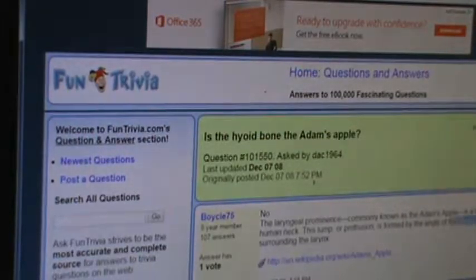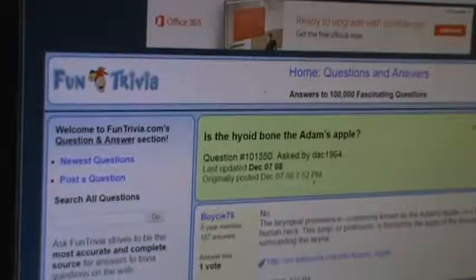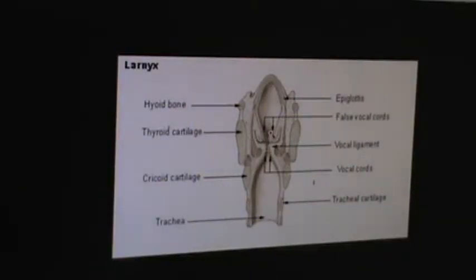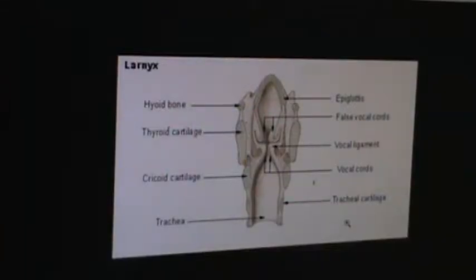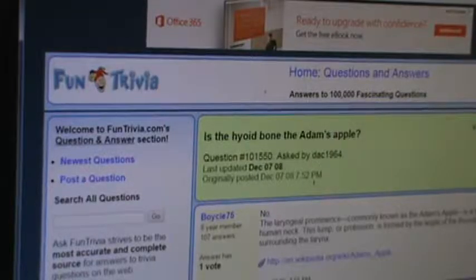So, the thyroid cartilage surrounding the larynx. If we go back to our initial point, the thyroid cartilage is basically your Adam's apple. So the Adam's apple is the thyroid cartilage.